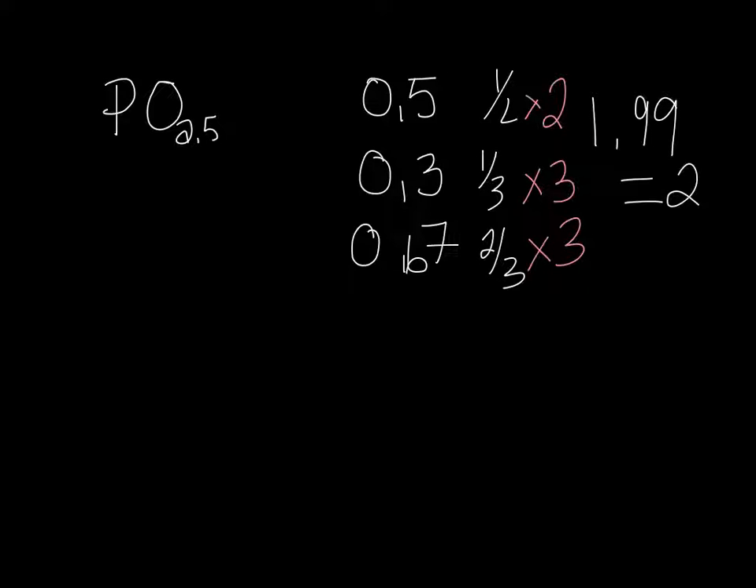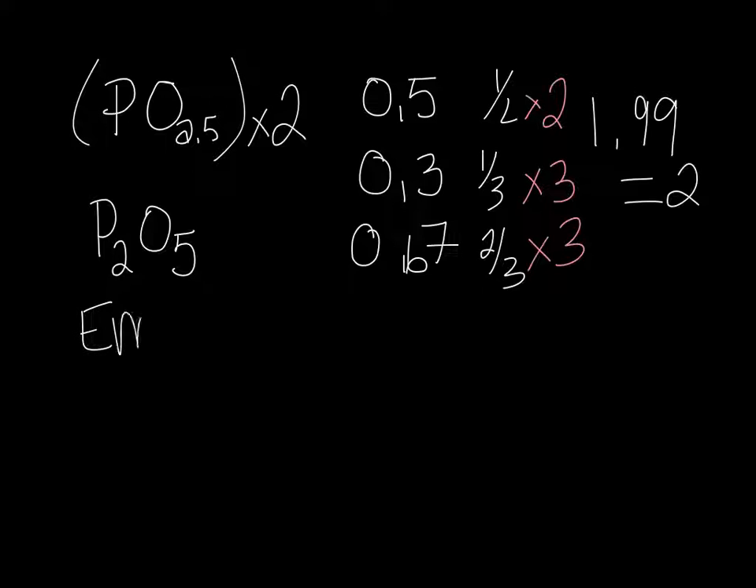So this formula, I would have to multiply by 2. So I would end up with P2O5 as my empirical formula. It has to be a whole number ratio.